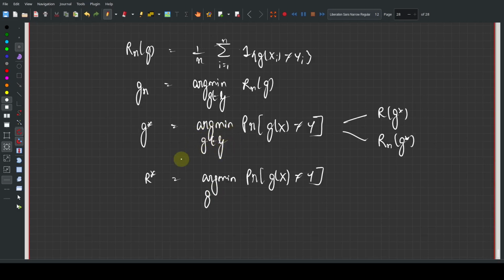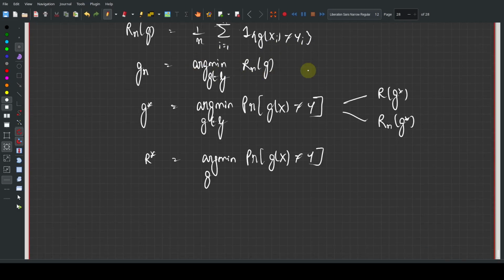Again, there are multiple reasons why you would want to restrict yourself to a particular class, for example, to avoid overfitting and so on. But we'll restrict ourselves to some subset of functions. And again, here we don't have the joint distribution, but instead we're working with samples. Right? So the question is, if I perform empirical risk minimization, then how close am I to R star or even R of G star?